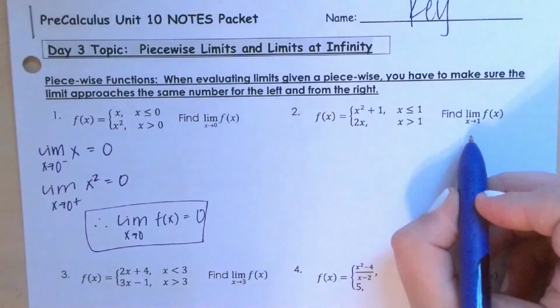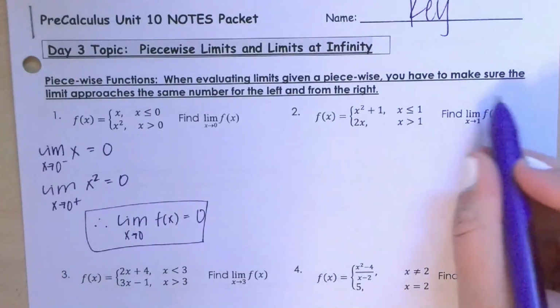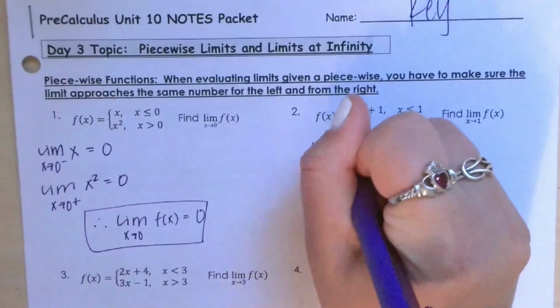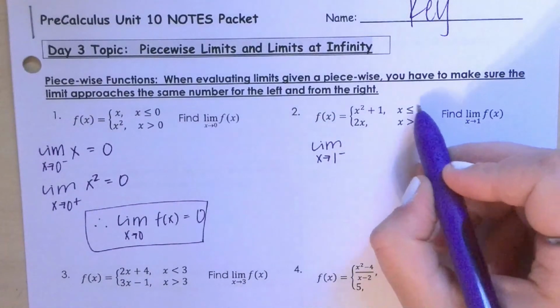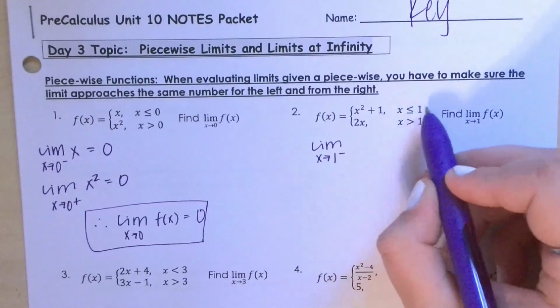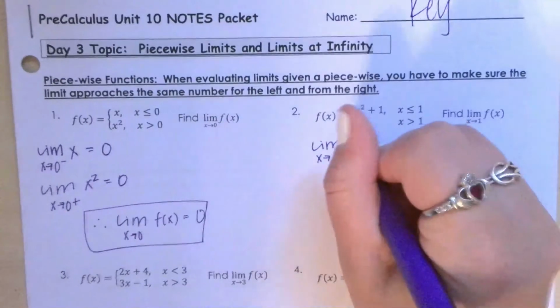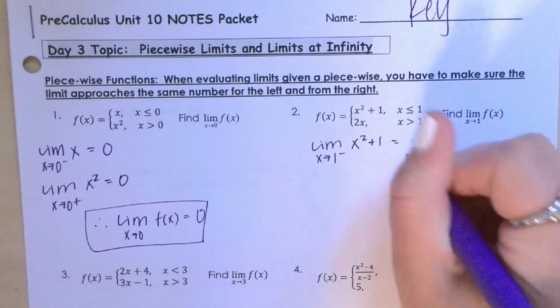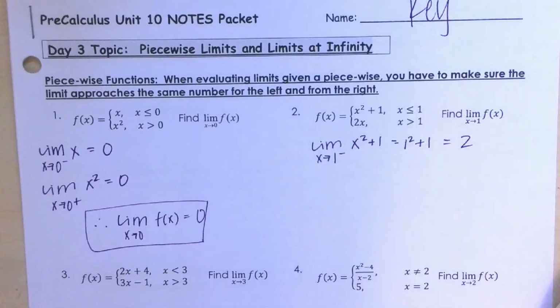Again, we want the limit as x approaches 1. We need to find the left and the right, so then we can make our conclusion about this limit. So we need to find the limit as x approaches 1 from the left. Again, for left, we're going to have values less than. Think left, less. So we're going to use this function, x squared plus 1. When we substitute that 1 in, we get 1 squared plus 1. So our left-hand limit equals 2.